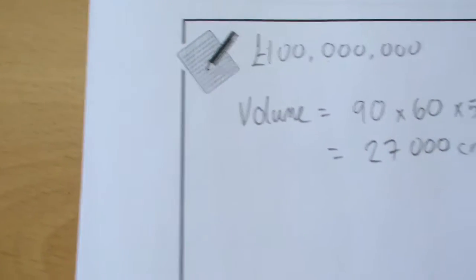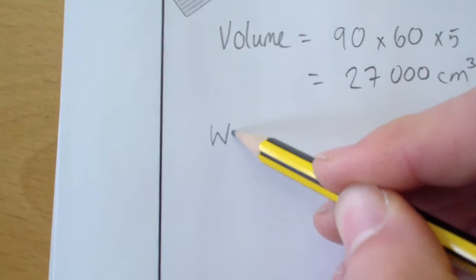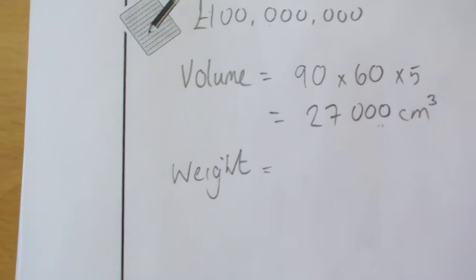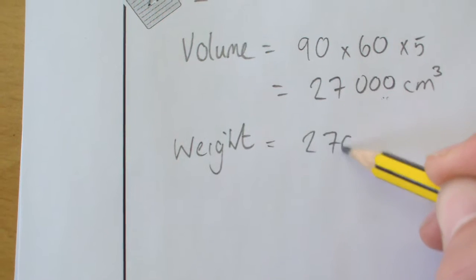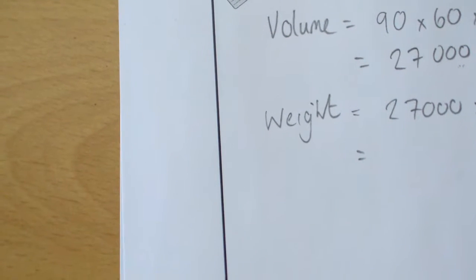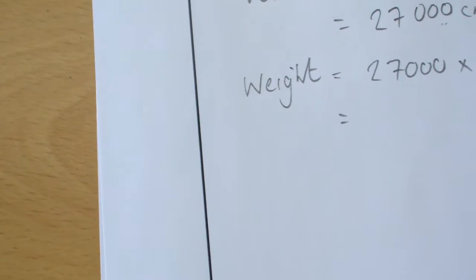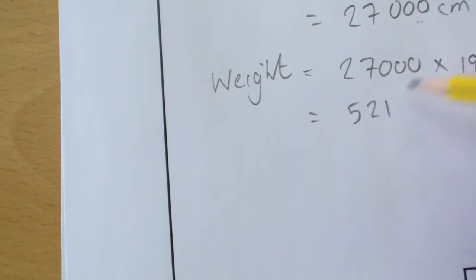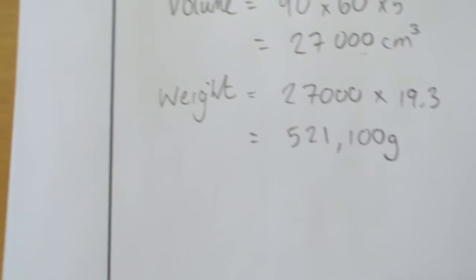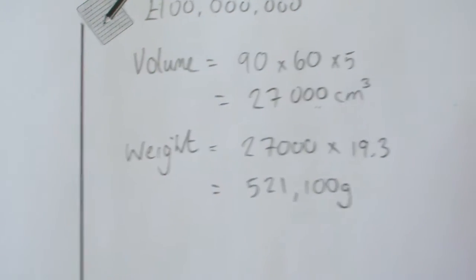So we know that for every 1 centimetre cubed of gold, it weighs 19.3 grams. So the next thing to calculate is the weight of one of the paving stones. And we're going to multiply our answer for the volume by 19.3. And again, I've already got the answer to this question. The answer will be 521,100 grams. So that is the weight of one of our paving stones, clearly indicating the units on both of those answers.